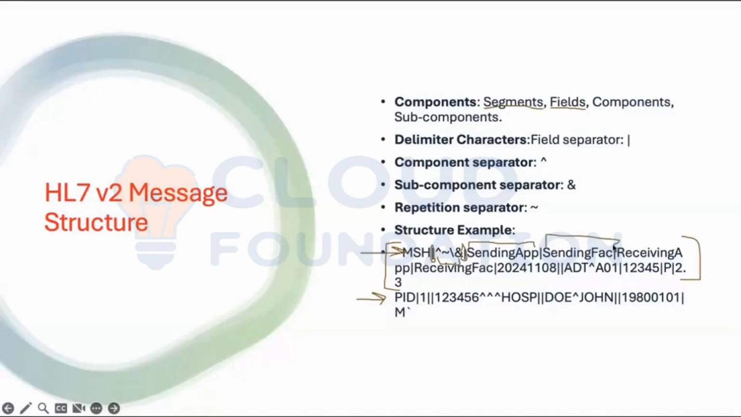In between pipes, the data we have is called a field. If we start again, we have two segments, and within a segment we have different fields. Every field has its own identity and will store its own data. Let's say this is the first field, this is the second field, this is the third field.